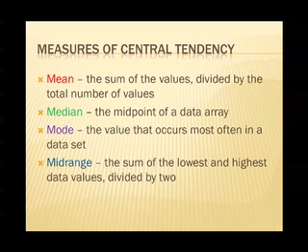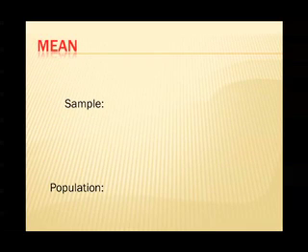These are the definitions of those four measures. The mean, or arithmetic mean, is the sum of the values divided by the total number of values. The median is the midpoint of the data. The mode is the most frequent data point, and the midrange, as it sounds, is the middle of the range of the data. The first measure of central tendency we will discuss is the mean.